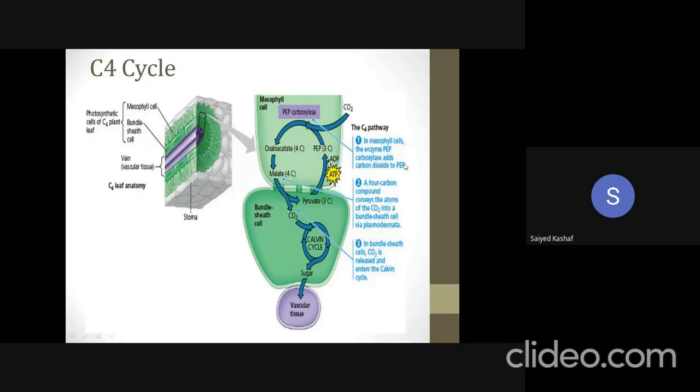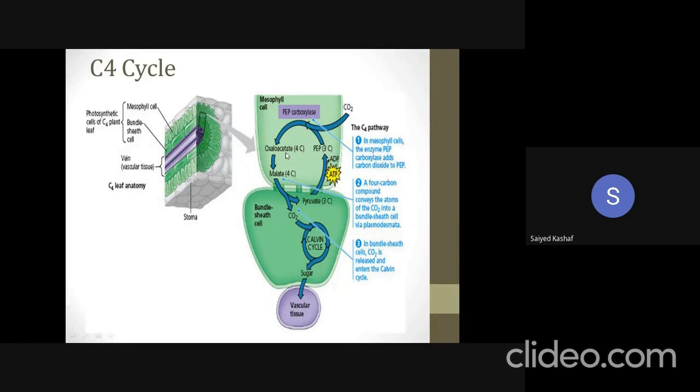Okay. So when this CO2 comes inside from the atmosphere into the leaf, so जो C3 cycle में जो first carbon fixation का जो enzyme था, that is rubisco. But here that is PEP carboxylase. So this PEP carboxylase is a 3 carbon containing compound which mix with the CO2 and forms 4 carbon compound, that is oxaloacetate or oxaloacetic acid, कुछ भी बोल सकते हैं.